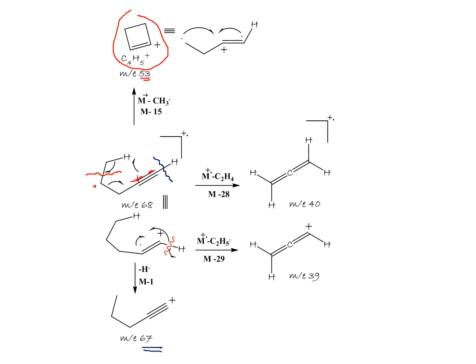Elimination of hydrogen gives the peak at 67. If we look at the triple bond, radical here, positive here, and elimination of C2H5, radical with radical will form a double bond and give the peak at 39.